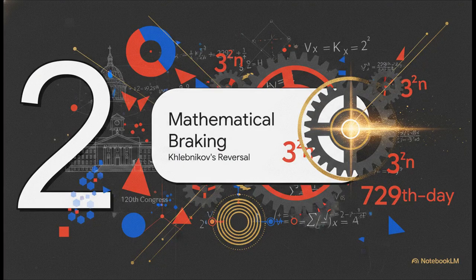Which brings us to Section 2, the mathematical breaking field, focusing on Khlebnikov's reversal. Now we're shifting our lens from the surface data to the esoteric math to see exactly why momentum from 2024 is about to hit a brick wall.